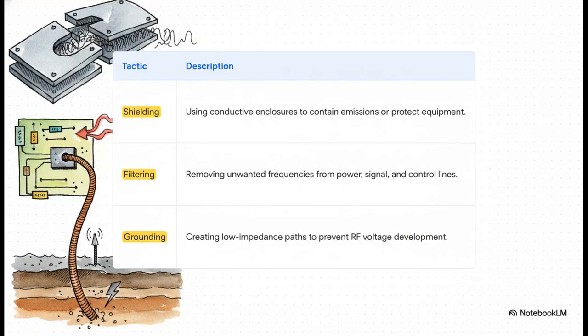Your main ways to fix things are the classics for a reason. They just plain work. You've got shielding, which is all about containing the noise. You've got filtering, which strips out unwanted frequencies from your lines. And you have proper grounding, which prevents those pesky RF voltages from building up in the first place. If you master these three, you can solve the vast majority of RFI problems you'll ever face.